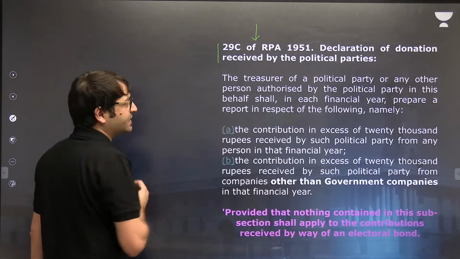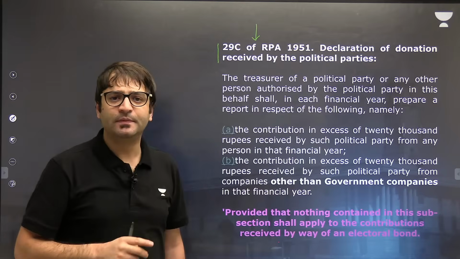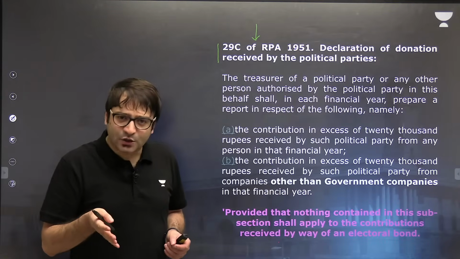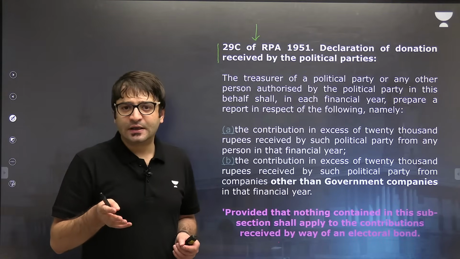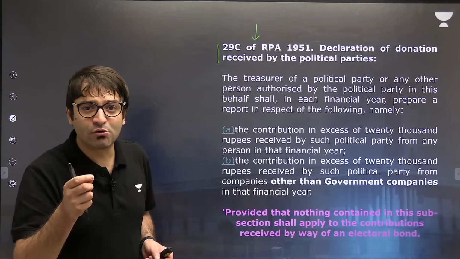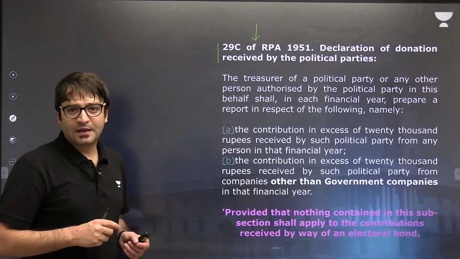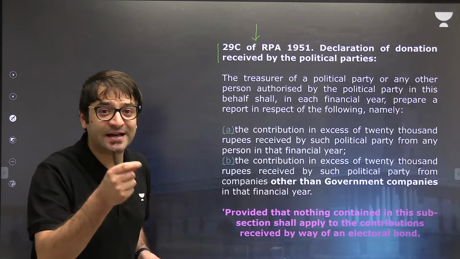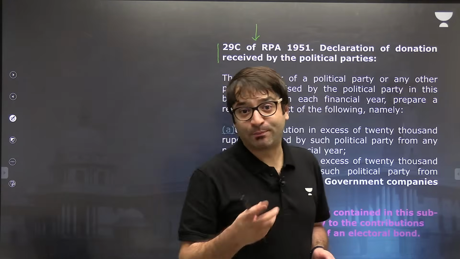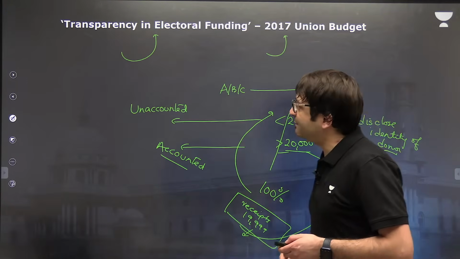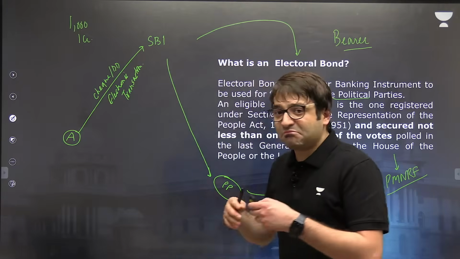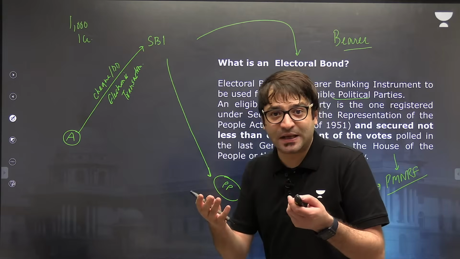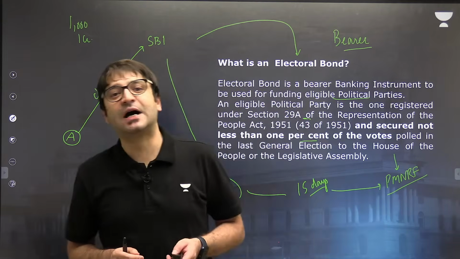Declaration of donation received by political parties. I told you, any donation to a political party, if it is less than 20,000, the political party need not disclose the identity of this donor. But if this donation is more than 20,000, you need to disclose the identity of the donor. But the point is that electoral bonds can be purchased in 1 crore as well, 10 lakh as well, 1 lakh as well. That means in excess of 20,000.